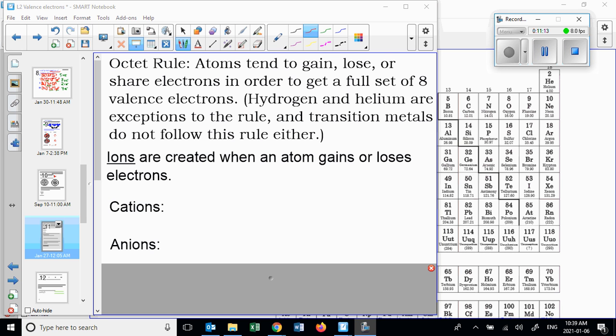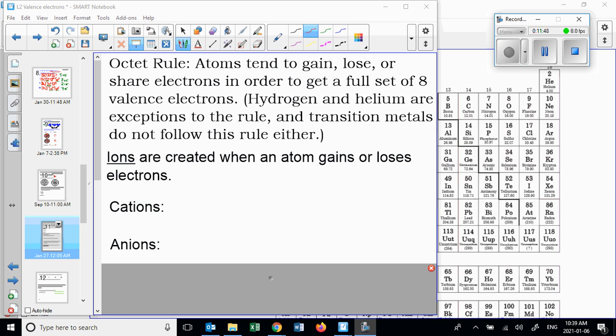As mentioned before, hydrogen and helium are exceptions to the rule, and the transition metals don't follow this rule either. But we're going to deal with non-metals in the upper right-hand corner of the periodic table. They follow this rule for the most part. There's other exceptions, but not for high school with me. If you go into university, you'll see some things where you expand the octet, but I'm not worried about that. Ions are created when an atom gains or loses electrons.